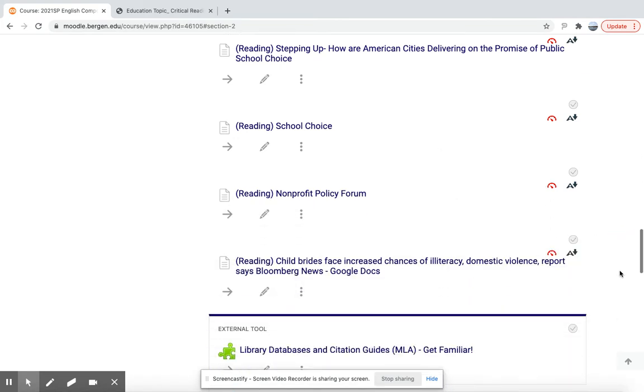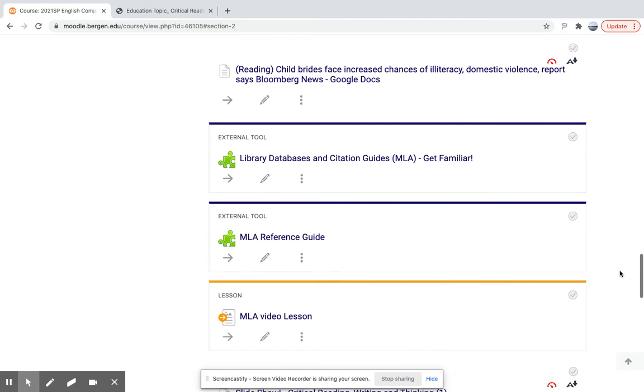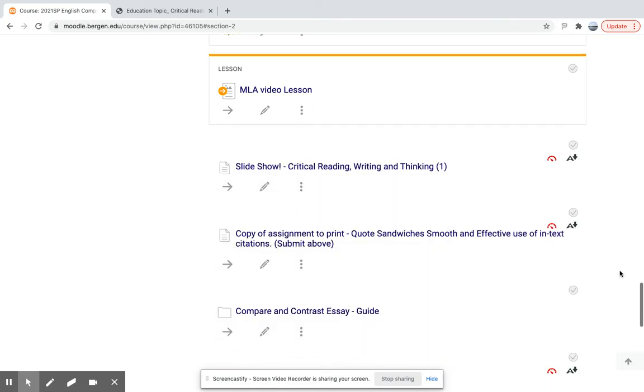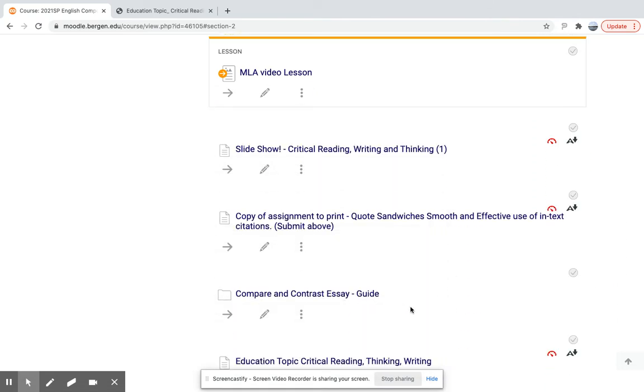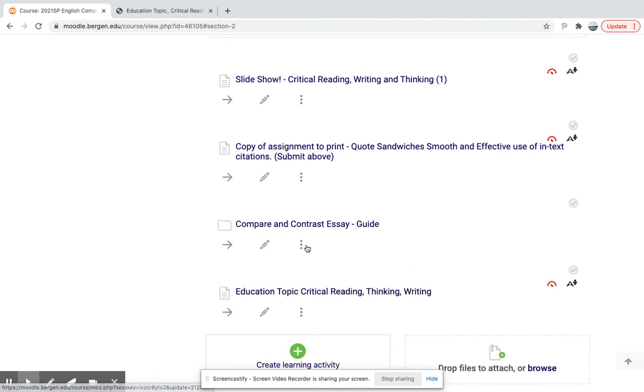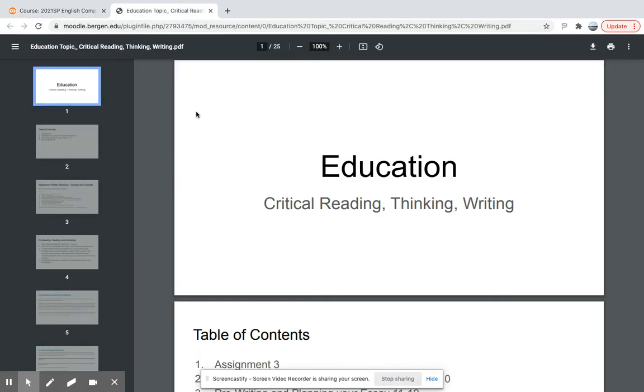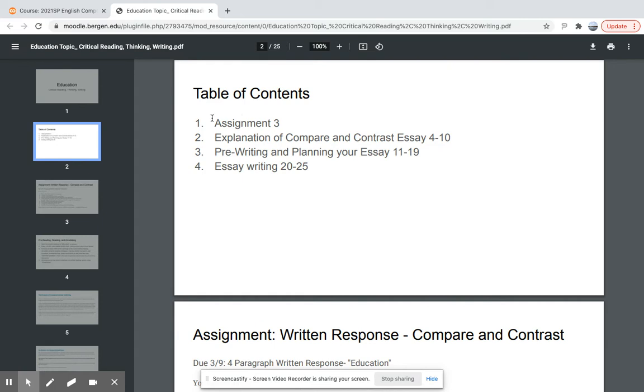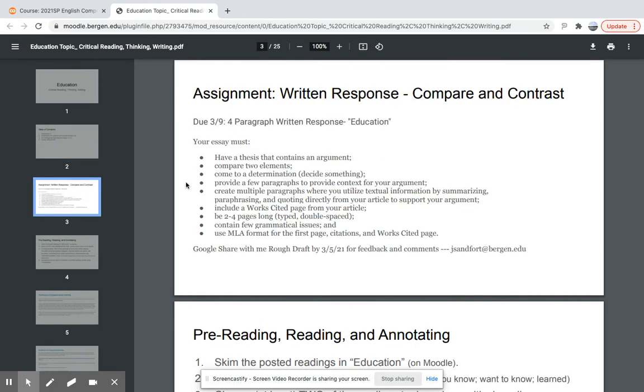So if you look down here, compare contrast essay guide, are pages from Susan Anker. And then I posted this video. I posted this slideshow that you can open. It's right here. This is what I'm going to go through. So the table of contents of this slideshow is number one, the writing assignment, which we'll start with here.